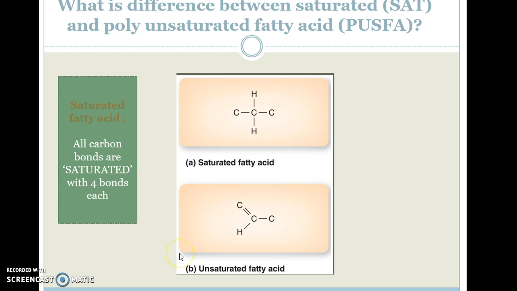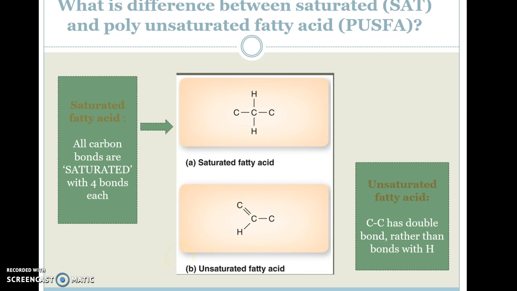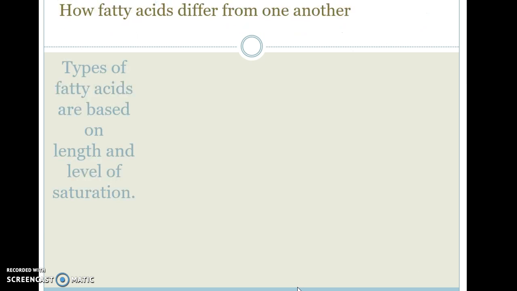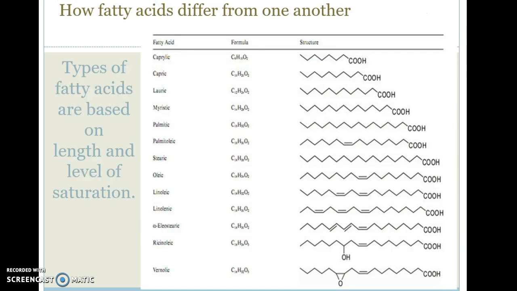So that's the difference in these two, saturated and unsaturated fatty acids. The saturated has 4 bonds, unsaturated has a double bond. And if you look at this page here, there are different types of fat. This seems complicated, but notice that each of these bends is a carbon. So it's a carbon, carbon, carbon, carbon. This is a carbon chain. Some are long, some are short. Basically these are the names of different fatty acids.